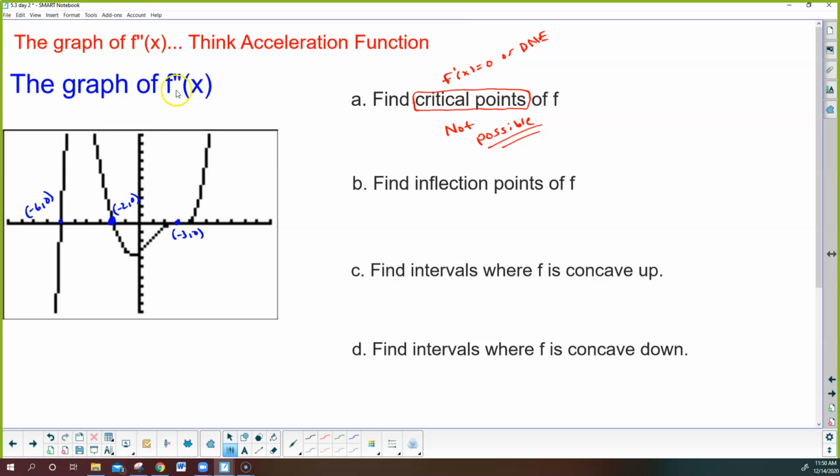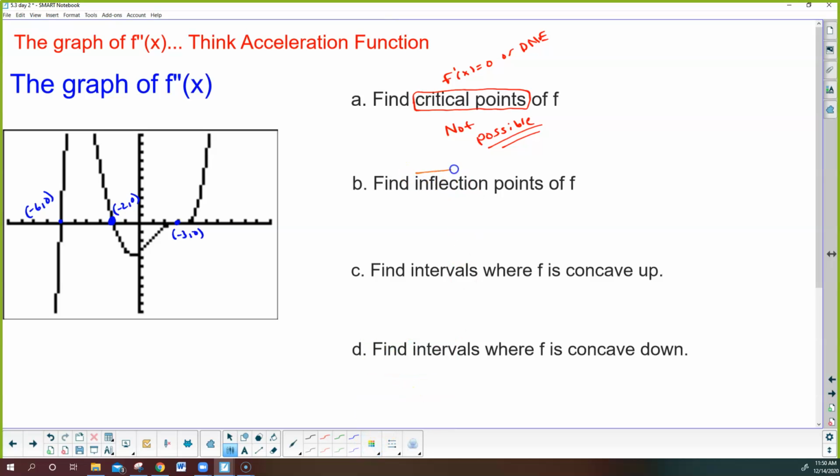So if you're given the graph of f double prime, you can only conclude things about the second derivative. We can't go backwards to find derivatives. We might be able to conclude something about the third derivative, which would be considered jerk instead of acceleration. But we don't go that far. We're stopping here at the graph of the second derivative.